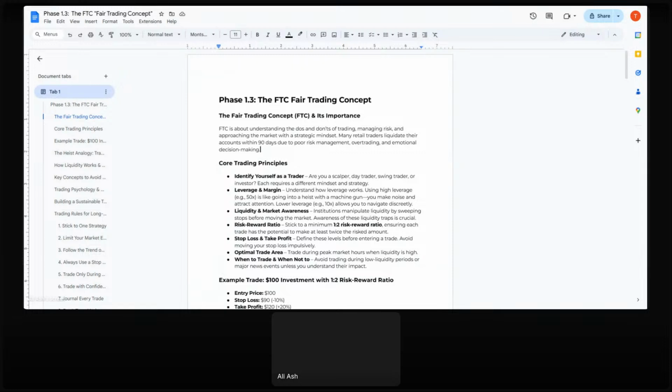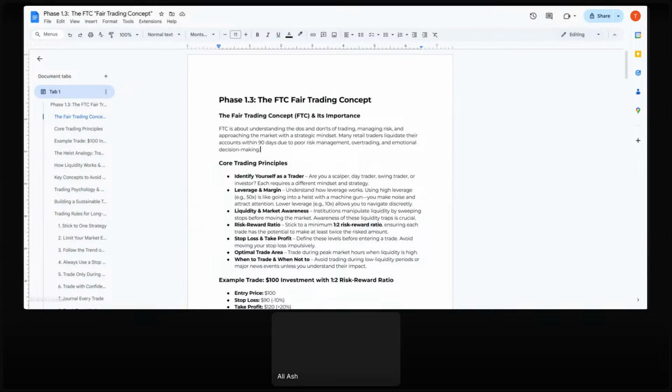So first of all, you need to know these principles. The core trading principle, starting with the first one, is identify yourself as a trader. So what trader are you? Are you a scalper? Are you a day trader? Or are you a swing trader? Or are you a long-term investor? You need to understand, and based on that, we will formulate a strategy, not just strategy but the mindset as well, that will help you eventually to become successful at what you're doing.